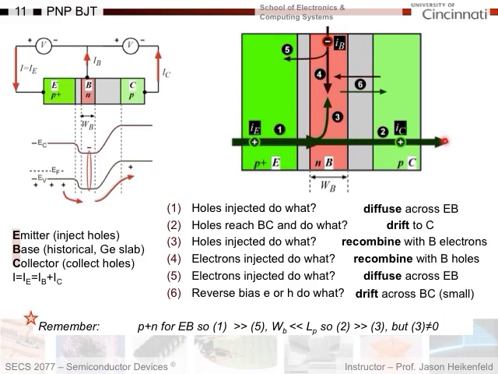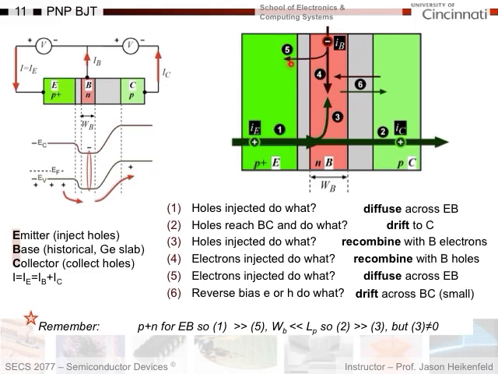Here's the key point. I cannot emphasize this enough. Remember, we designed this so that it was a P plus N junction for the emitter base. Therefore, 1 dominates over 5. Okay? That means that this current component dominates over this. Tons of holes, versus electrons diffusing this way. That's important. I want large emitter current for small base current if I want to get amplification. Okay? If they were the same, there would be no amplification.